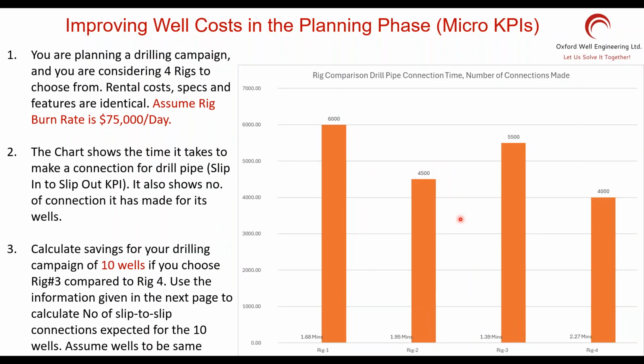Suppose that you want to drill geothermal wells. You have 4 rigs you wanted to pick from: rig 1, 2, 3, 4, out of which suppose 3 and 4 are available to you in the area. Rig 1 and 2 are not available. Let's just assume that they are in some other country and it will cost so much money to bring them. 3 and 4 are the ones you wanted to look at. And 1.39 minutes and 2.27 minutes show how much time it takes them to make one connection when they are drilling and tripping.